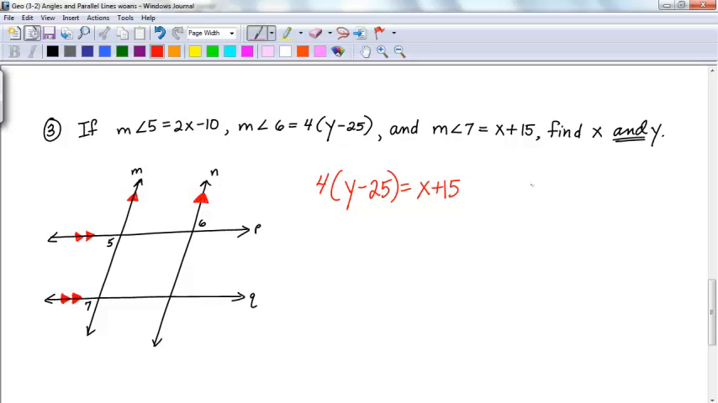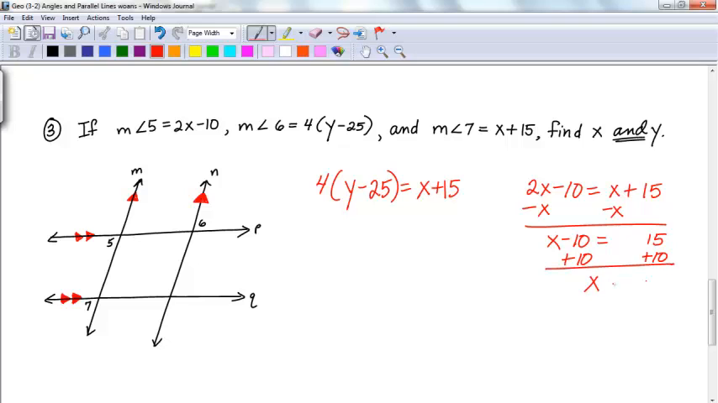Corresponding angles, okay. So we'd have 2x minus 10 equals x plus 15. You agree with that? That one we can solve because we've got x's in both of them. So subtract x on both sides. We'd have x minus 10 equals 15. Do the inverse, add 10 to both sides. So x equals 25.